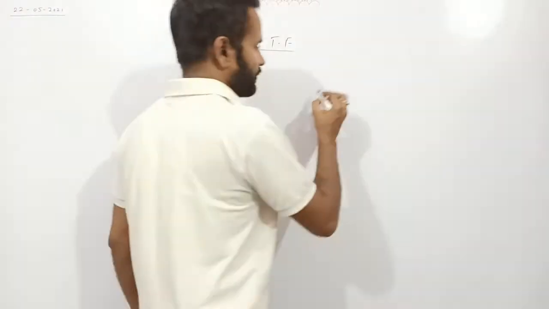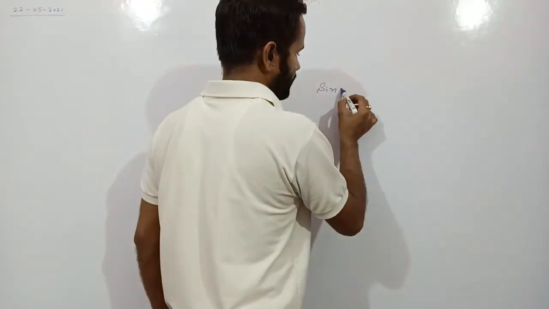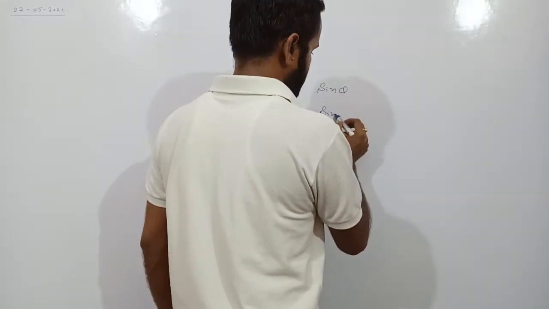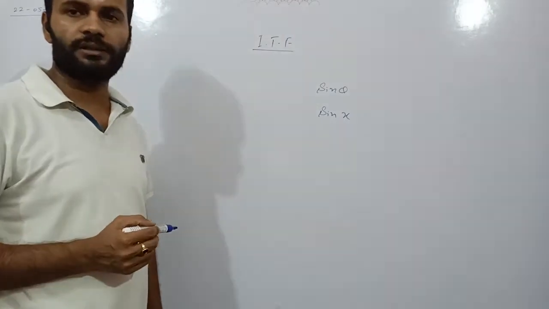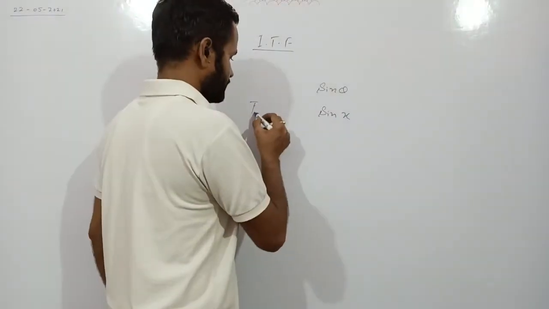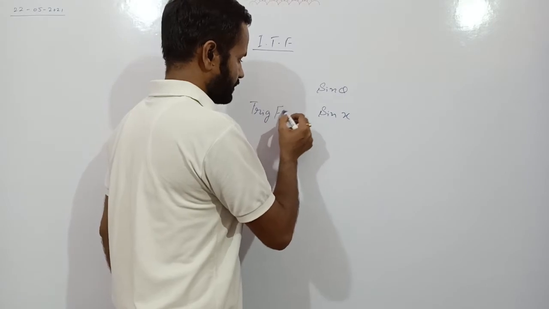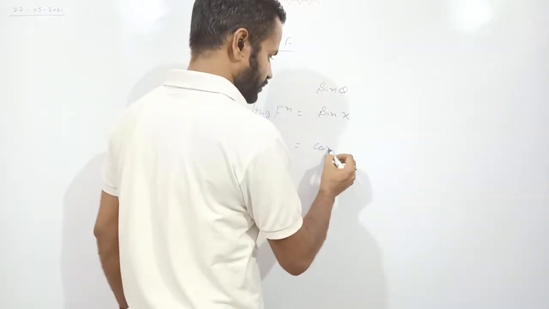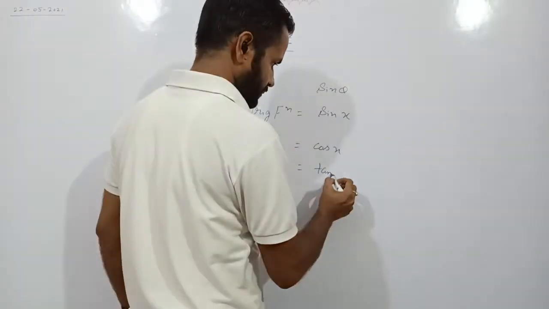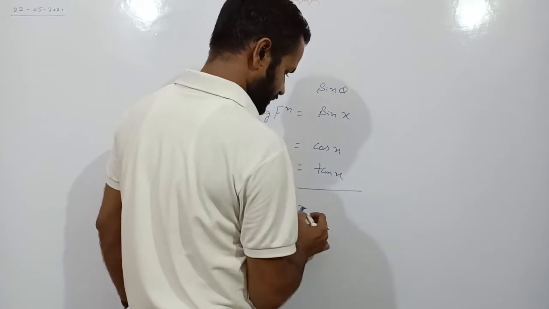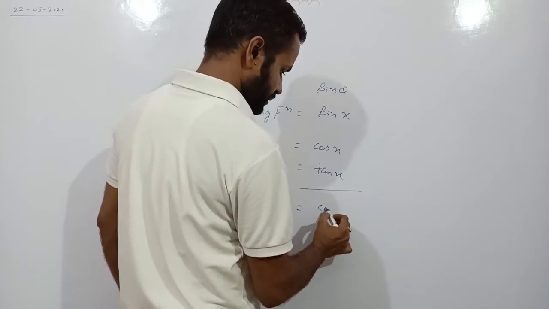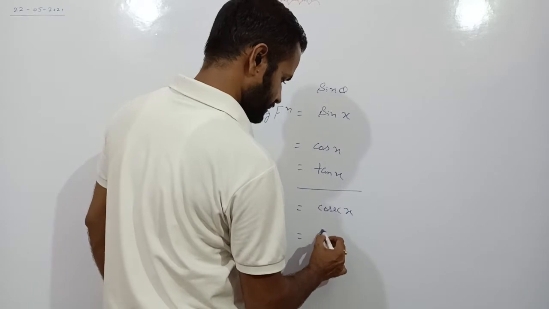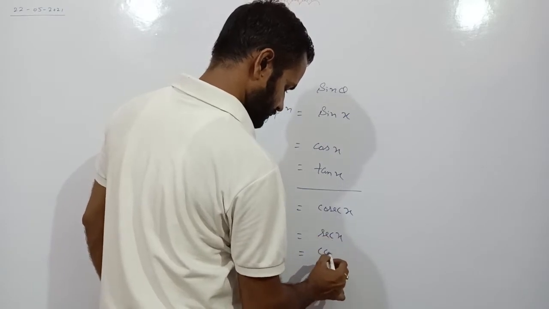So let us first revise what are trigonometric functions. Suppose we have a trigonometric ratio sin theta. So if in place of theta I use x, then it is called trigonometric function. This is trigonometric function. There are 5 more trigonometric functions which are cos x, tan x, and 3 are reciprocals of these. Cosec x, this is reciprocal of sin x, and sec x, then cot x.